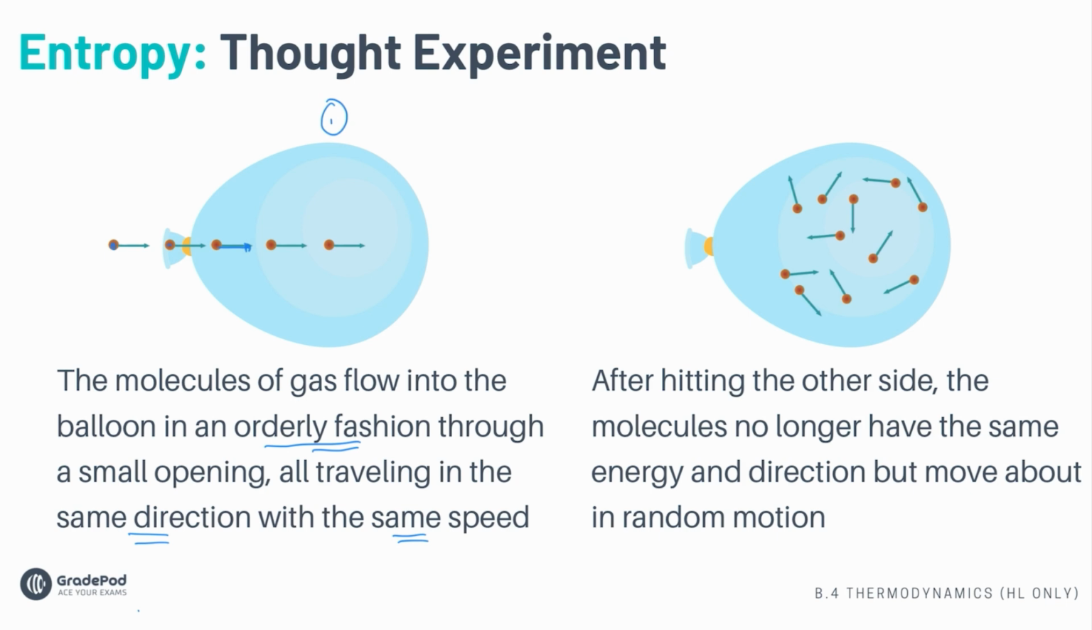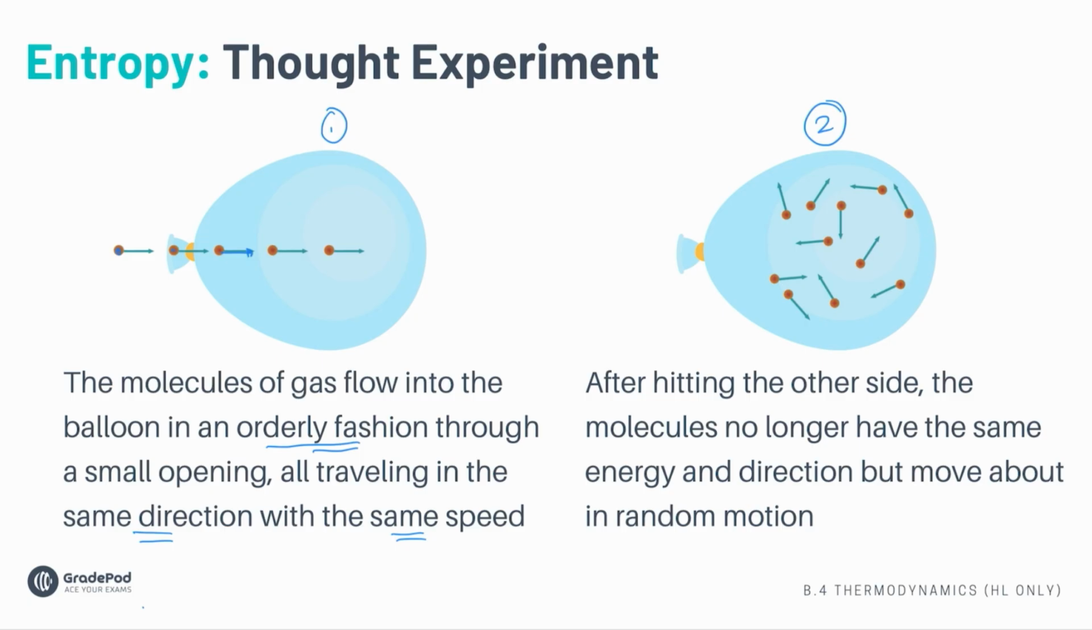It's very orderly. However, you can imagine that after hitting the other side, these molecules are going to start bashing into each other. They're going to start bashing into the wall. They might lose energy, they might gain energy. They're all going to have different directions. They don't have the same energy anymore, and they move around in random motion. Situation 2 is not orderly, unlike situation 1.